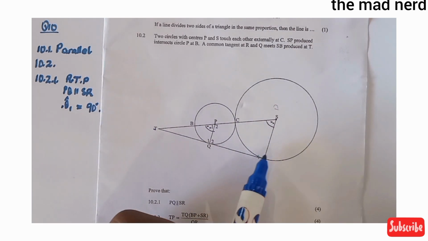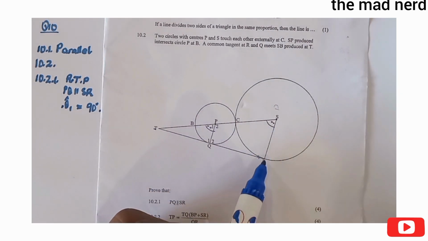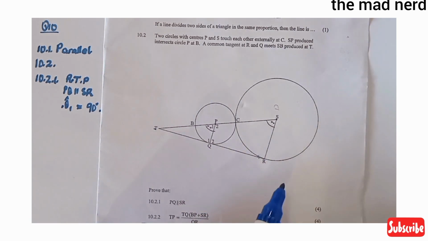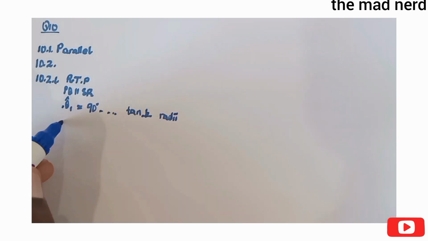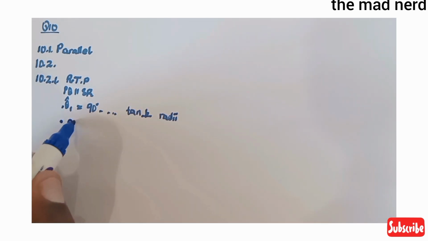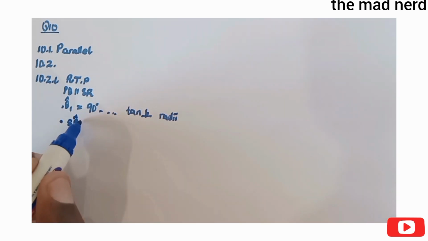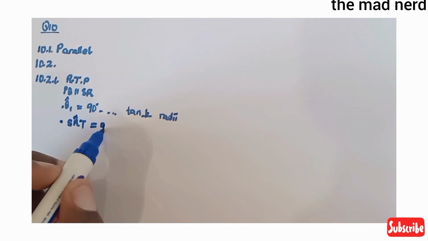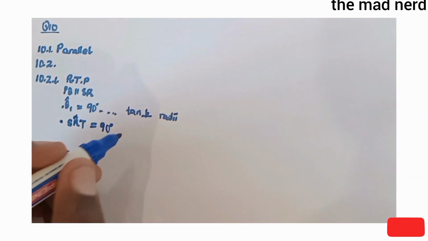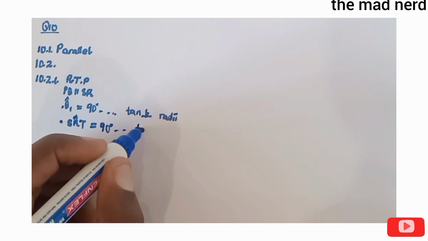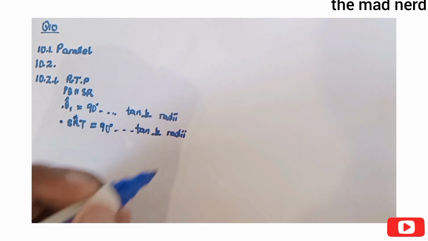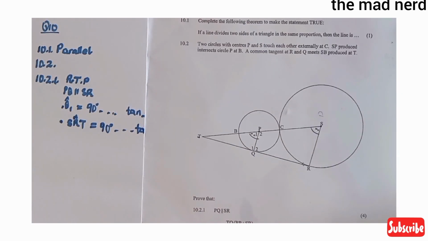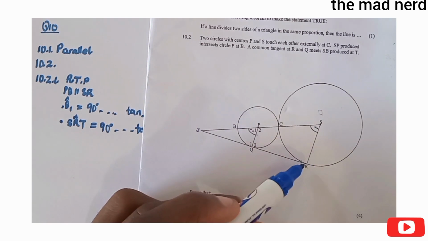So over here is one of the same thing. SR is a radius and TR is a tangent, and when they meet over there they form a 90. So it means that they are perpendicular. So now angle SRT is equal to 90 degrees because of a tangent that is perpendicular to the radii. So now we're done proving that this angle is equal to that angle.